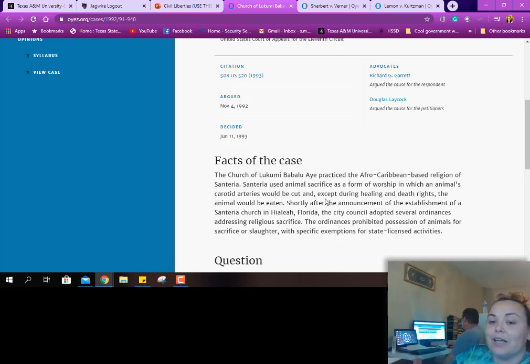Santeria used animal sacrifice as a form of worship in which an animal's carotid artery would be cut, and except during healing and death rites, the animal would then be eaten. Shortly after the announcement of the establishment of the Santerian Church in Hialeah, Florida, the City Council adopted ordinances addressing religious sacrifice, in particular banning the possession of animals for slaughter, with the exception of state-licensed activities.